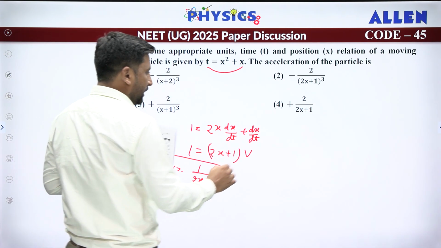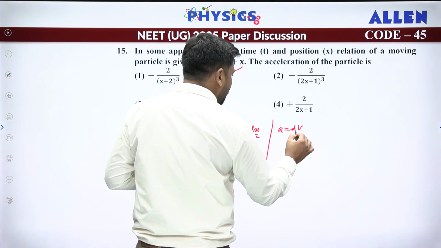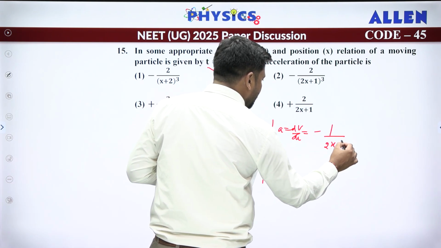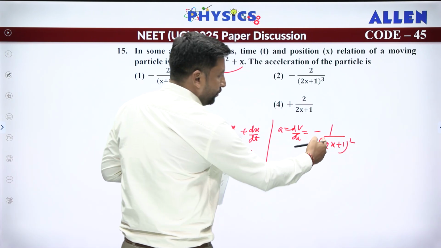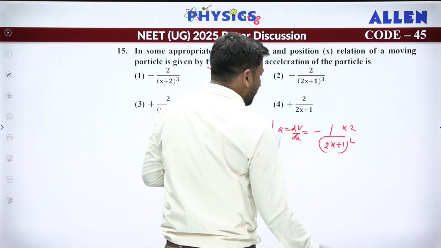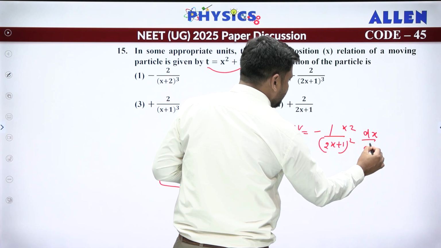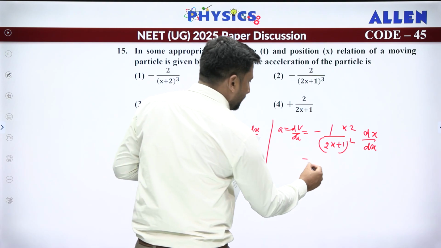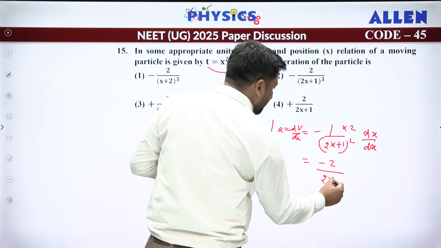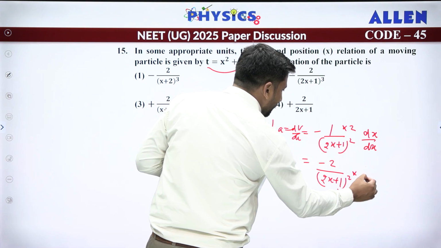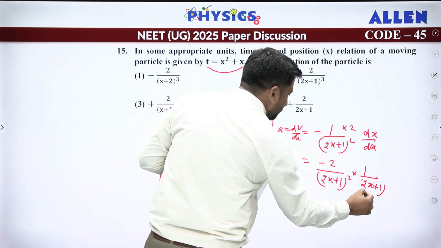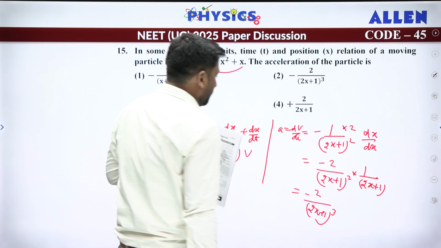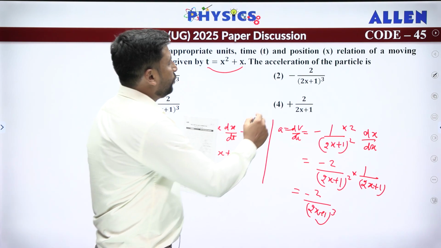Now differentiate it once again because a is equal to dv by dt. Now if you differentiate once again, what will you get? You will get minus of 1 by (2x plus 1) whole square into the derivative of this, which is 2 into dx by dt. So dx by dt is nothing but v over here. So v we already got here. If you put it here, we will get 2 divided by (2x plus 1) to the power 2 into 1 by 2x plus 1. So finally you will get minus 2 divided by (2x plus 1) to the power 3. So option 2 will be matching.